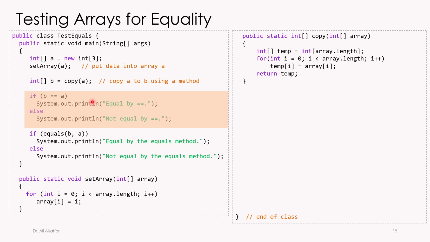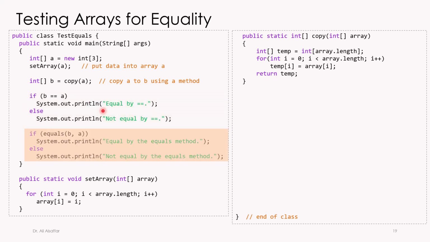Why? Because whenever we create an array, it is created in a place in memory, and when we create another array, it will be created in a different place in the memory, even if they have the same contents inside. So therefore, we need to write a method that will accept the two arrays as input parameters and compare the elements one by one. We have called this method equals.